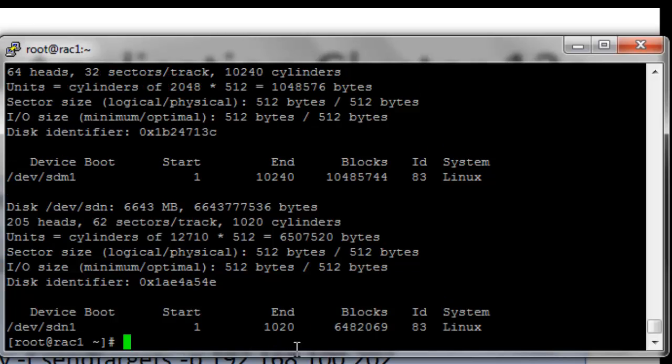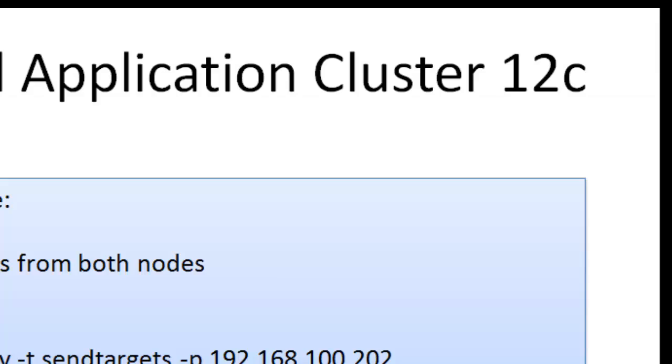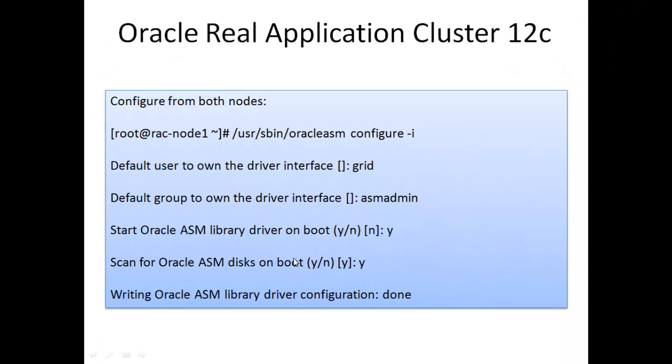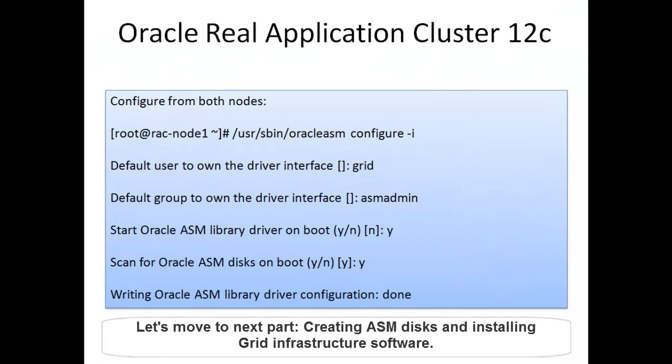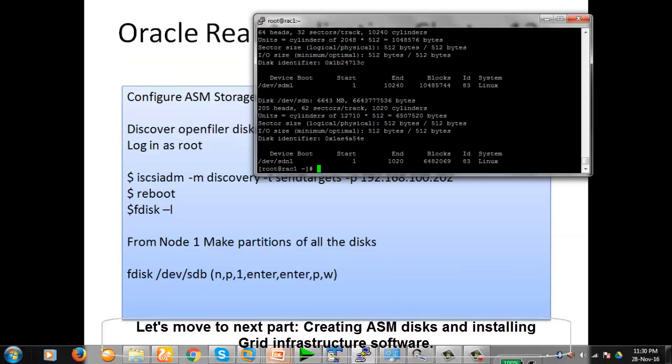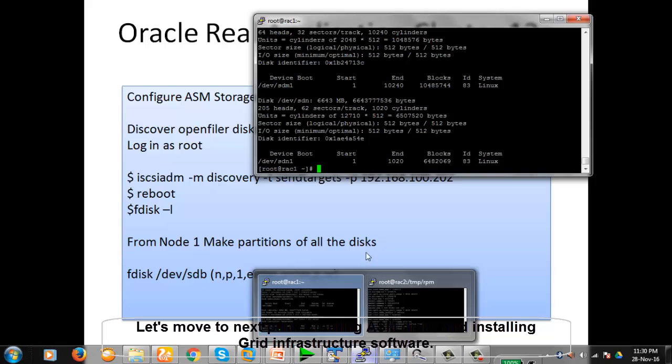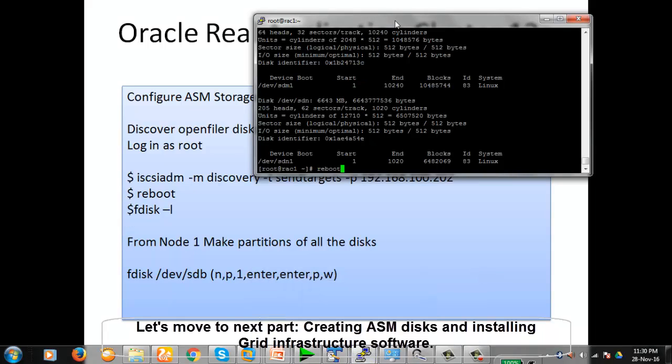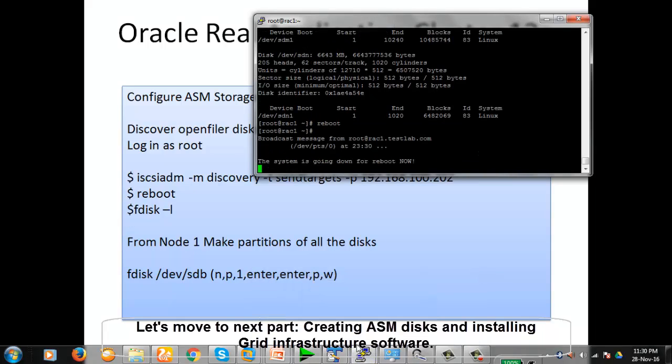Now we will configure the grid. We will configure the grid user for ASM. Before that, we will reboot both servers.